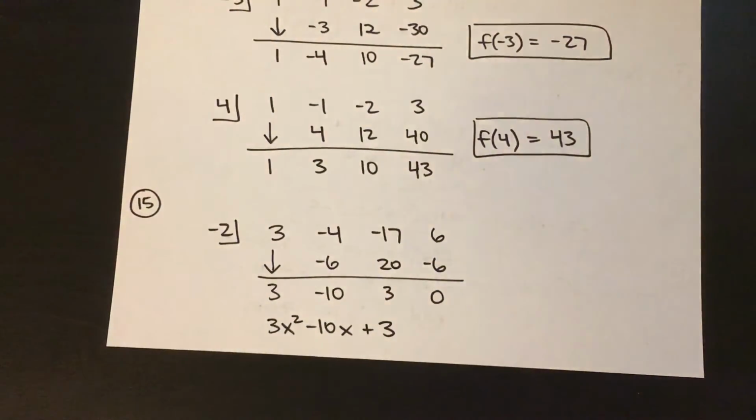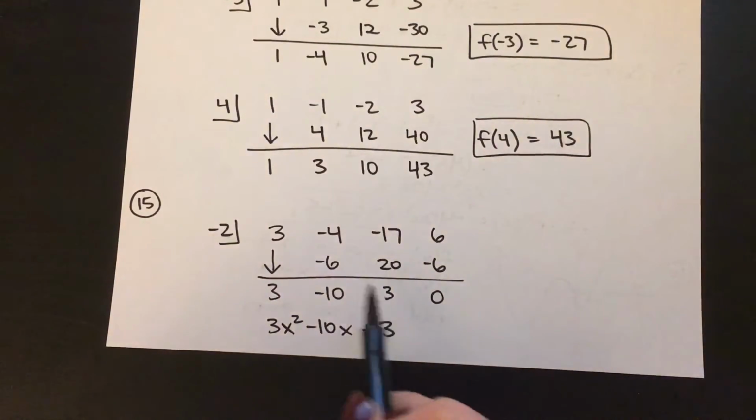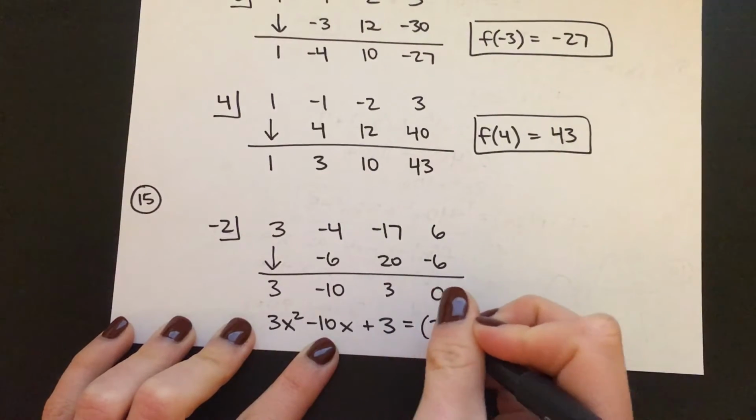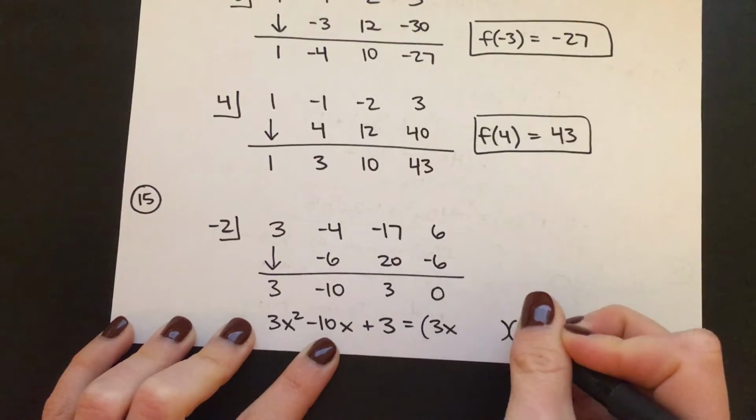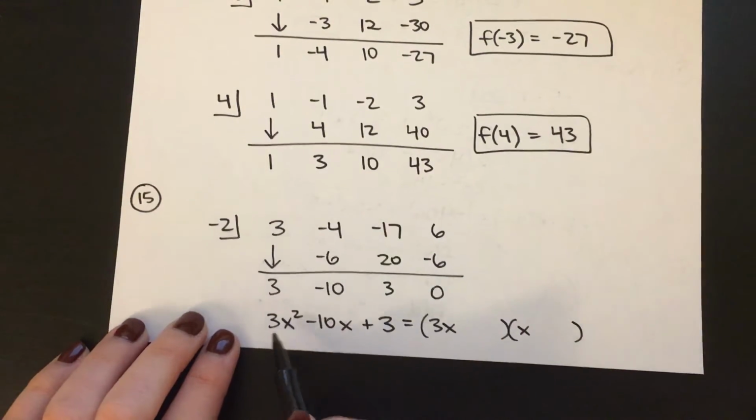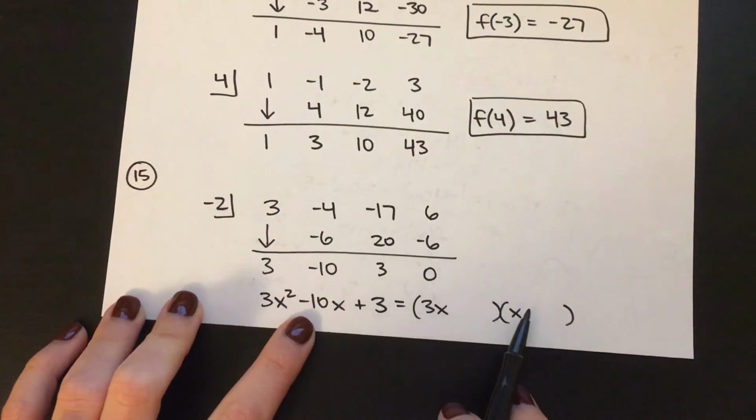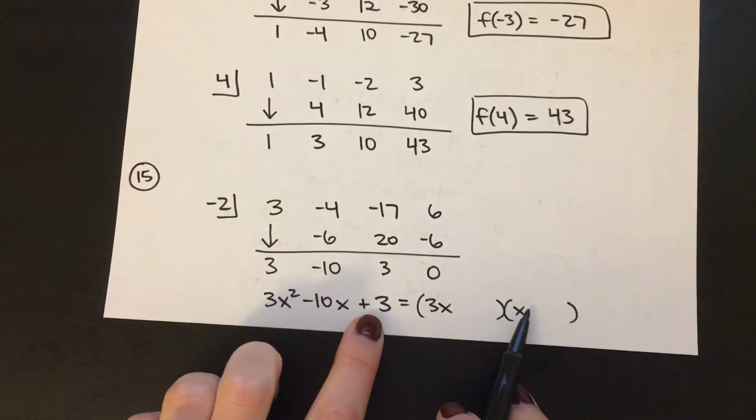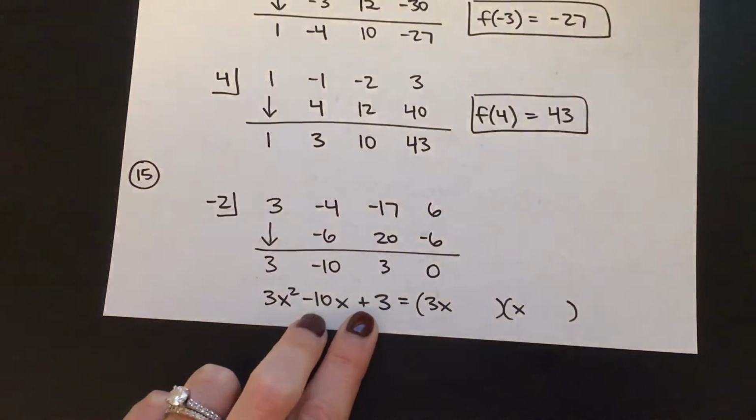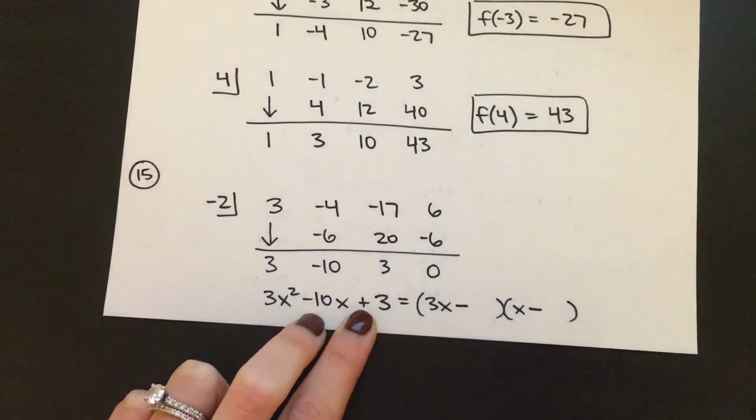No remainder. So the directions were to find the remaining factors, which basically means once I end up with this, I just want to factor it down. So I start with 3x times x to give me my 3x squared. And then I know that these two numbers are supposed to multiply to a negative 3. I'm sorry, multiply to a positive 3, and they're supposed to add to a negative 10. So that would mean that both terms right here are going to be negative.